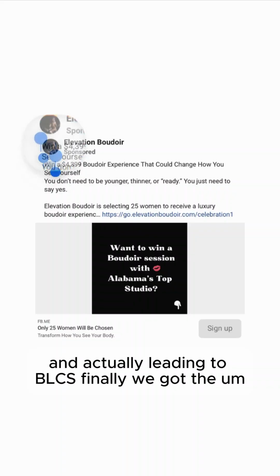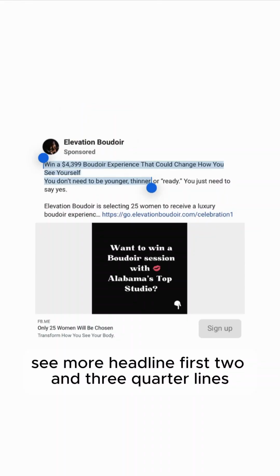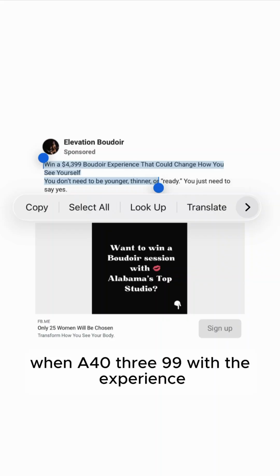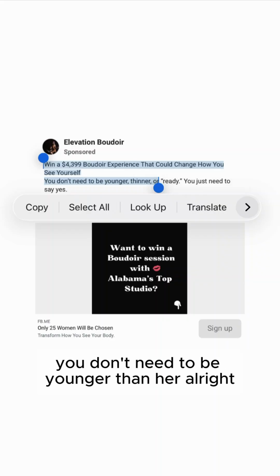Finally, we've got the see more headline, first 2 3/4 lines, Facebook mobile news feed. Win a 43.99 Boudoir experience. It could change how you see yourself. You don't need to be young or thinner.